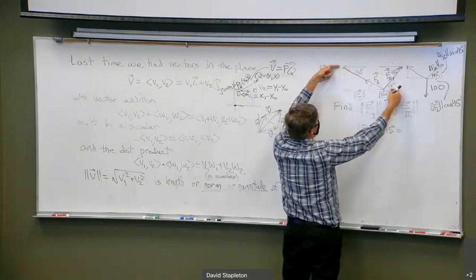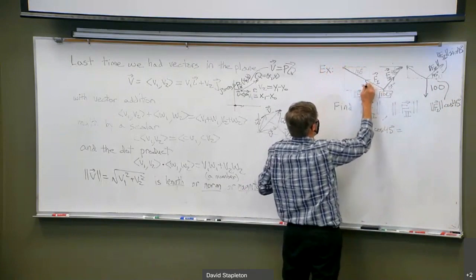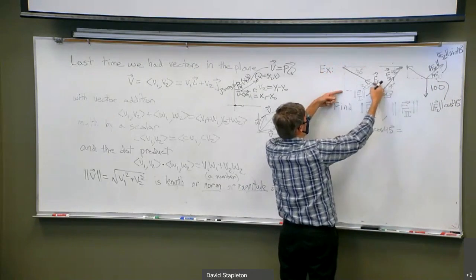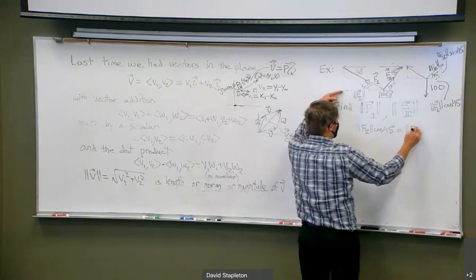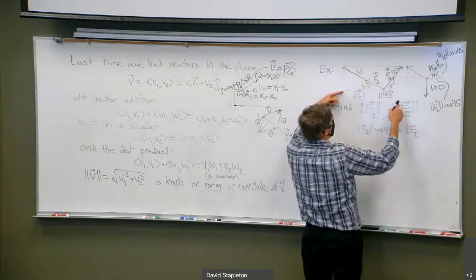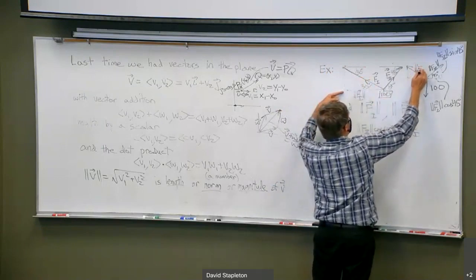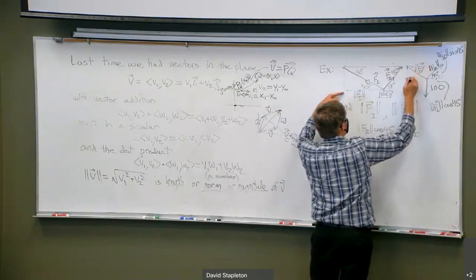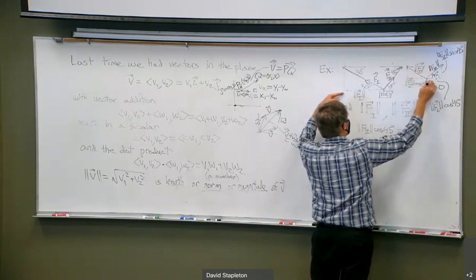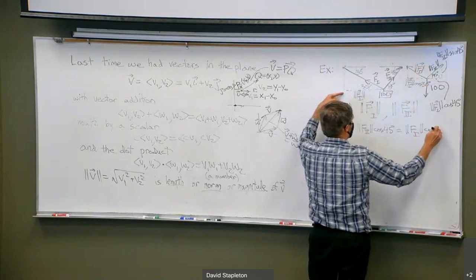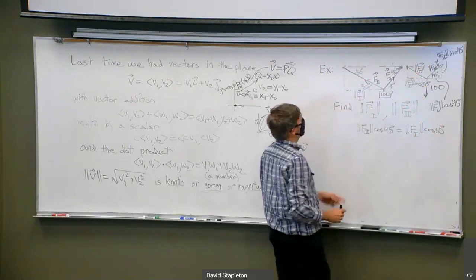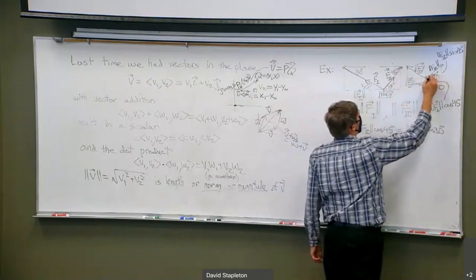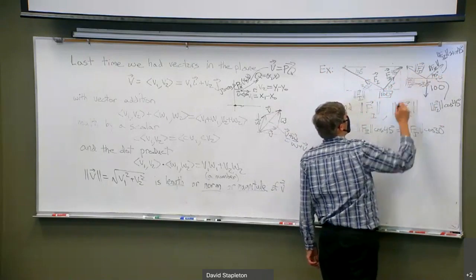Well, alternate interior angles. These are parallel, so these are both 30 degrees. And in this triangle, this one is the length of the hypotenuse times cosine 30 degrees. The length of the hypotenuse on this one is the length of F1. And so this one is the length of F1 cosine 30 degrees. Those balance so that it doesn't move horizontally. This component here exactly balances this component here.